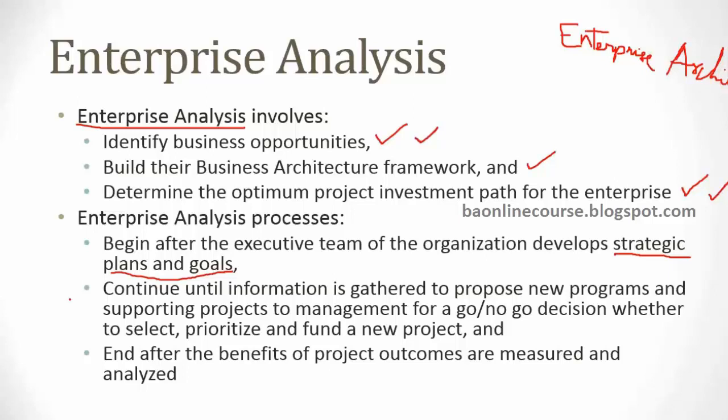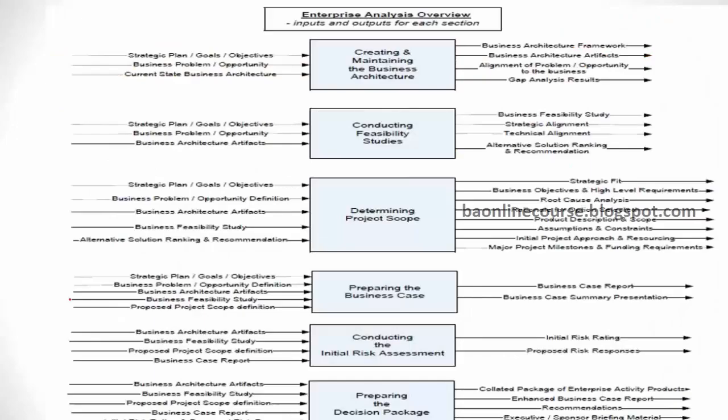Okay, so let's look at the process in a little more detail and also focus on the business case document, what basically it constitutes of. Right? So overall, the next level of activities in an enterprise analysis would be these 6 steps. First step is basically creating or maintaining the business architecture.